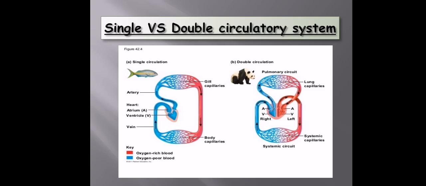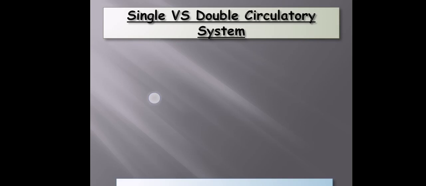See, in fish, the heart only contains two chambers, atrium and ventricle. While in the bear, the heart has four chambers: right and left atrium, and right and left ventricle. This we will discuss in detail in our next topic. So here is the brief comparison between the single versus double circulatory system.